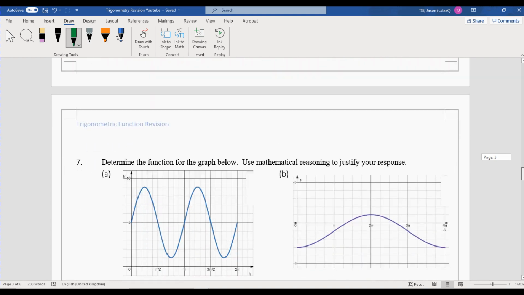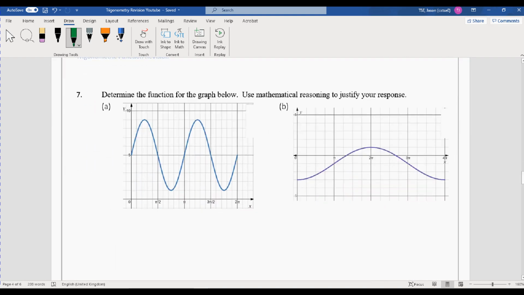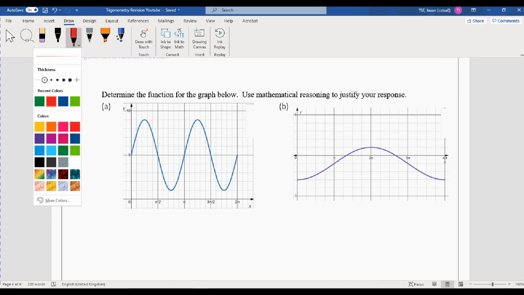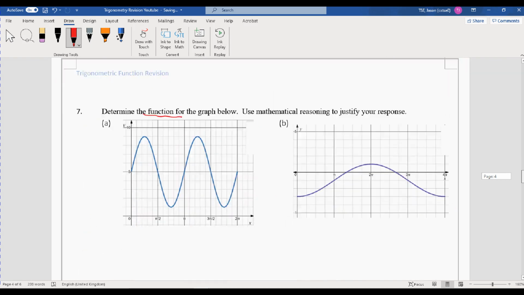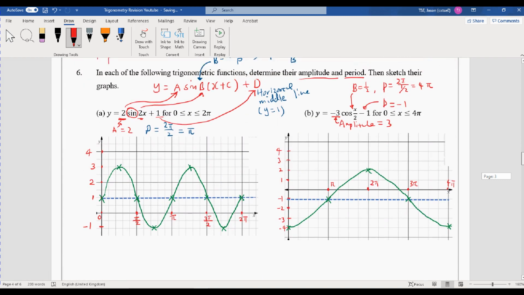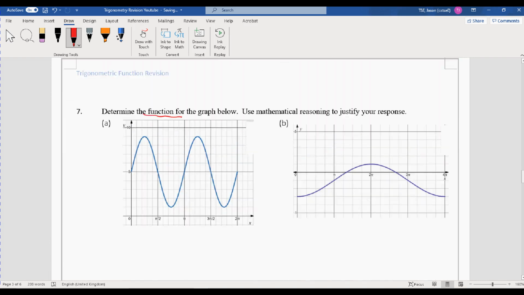All right, so the next thing is about getting the function for the graph. We need to determine the function for the graph. To do that, again, you need to go back to the general form. The general form is always y equals a sine b bracket x plus c bracket plus d, or cosine.